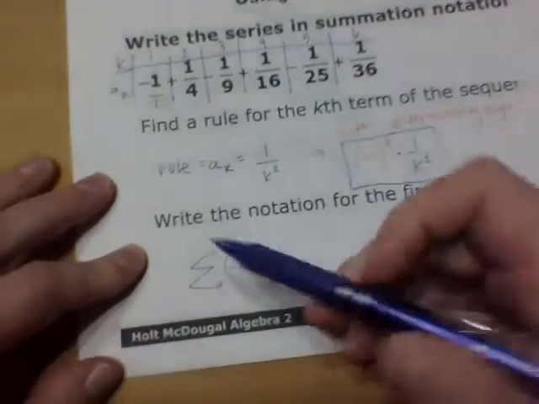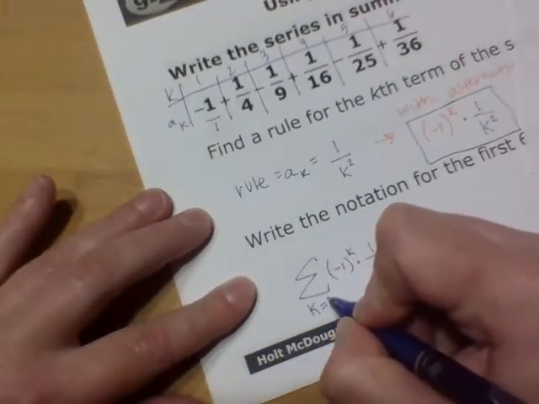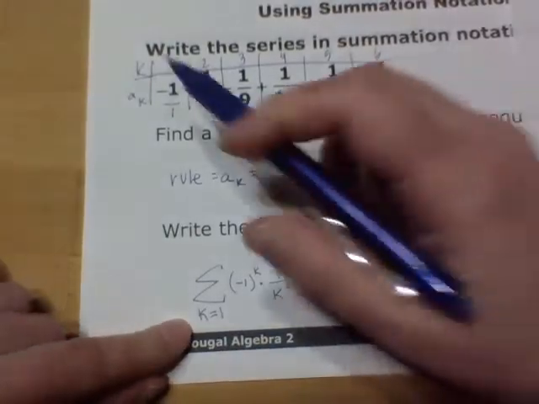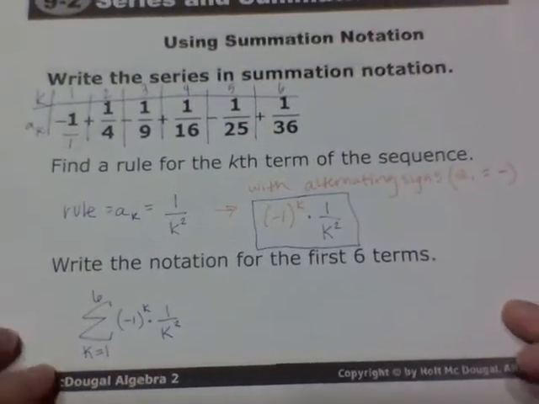All right, then we have to put the things on the bottom and the top. And so remember that this is going to be always k equals 1. We're plugging in a 1 for the first term. And then in this case, we're going until 6 terms exist. So that is our notation.